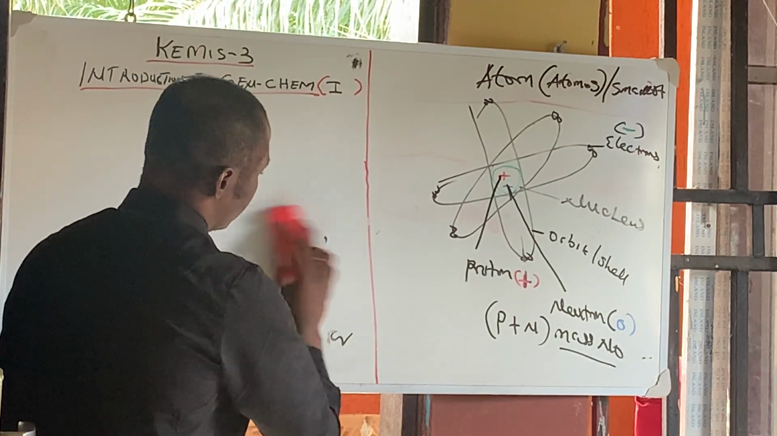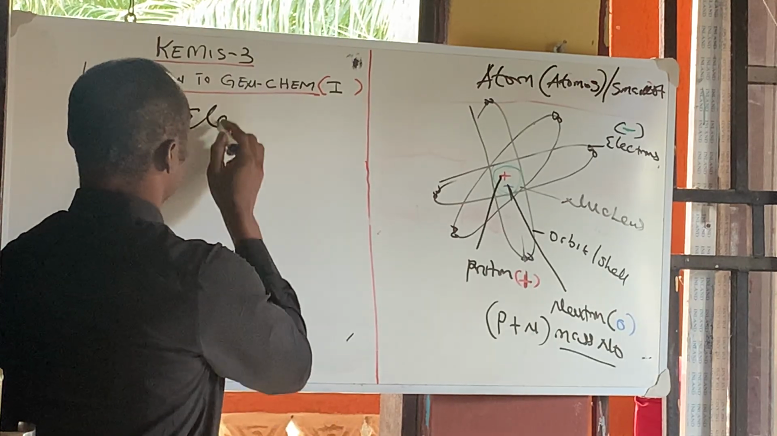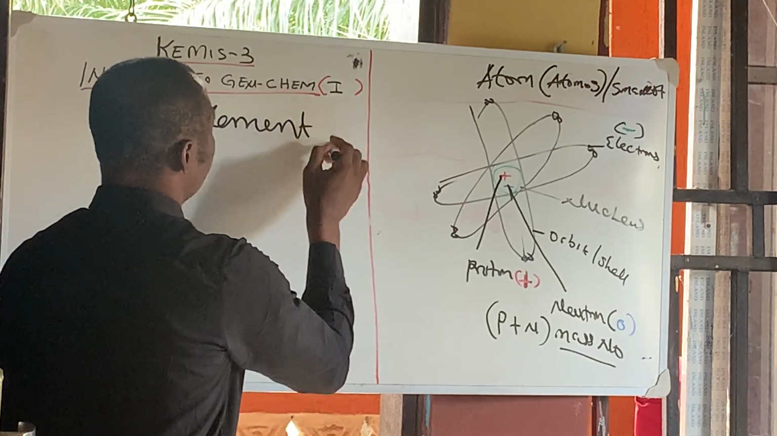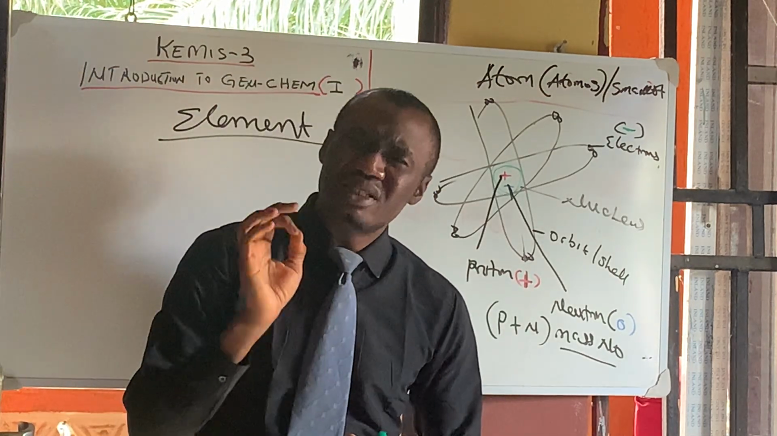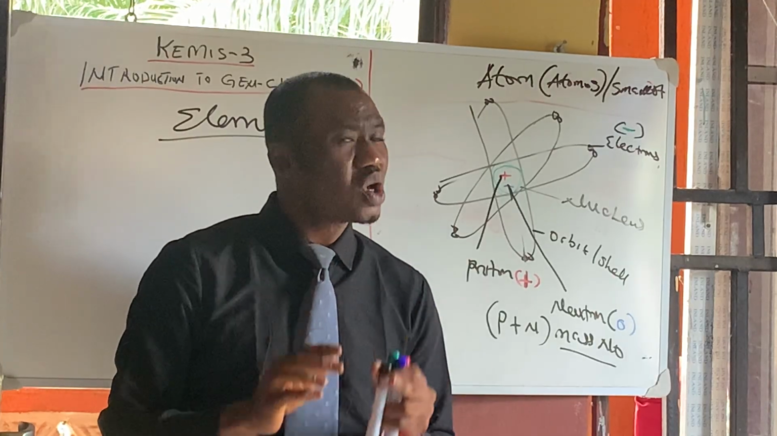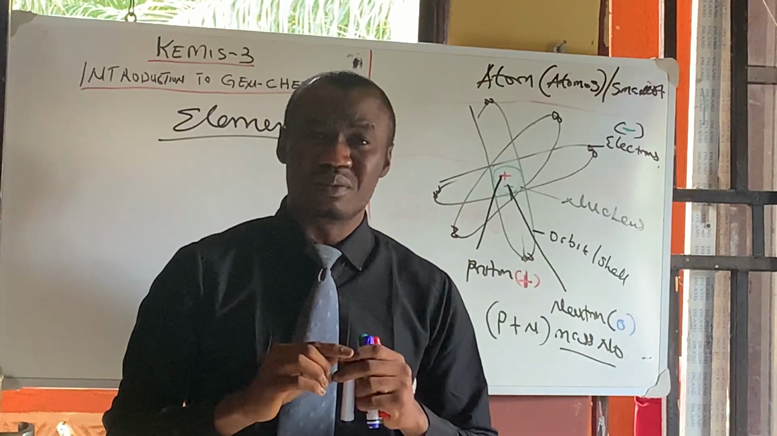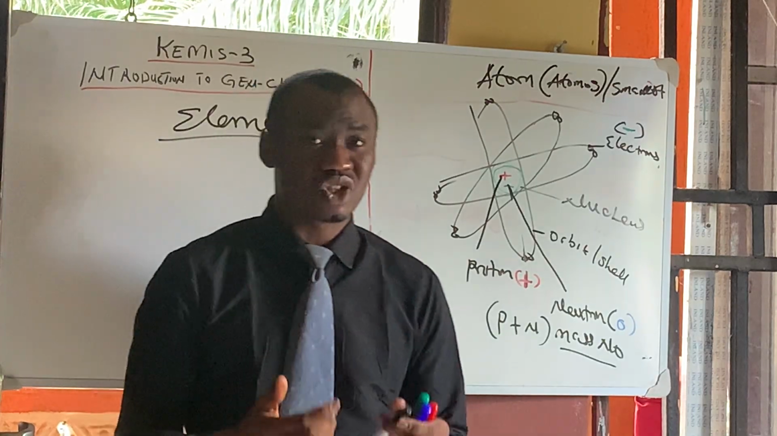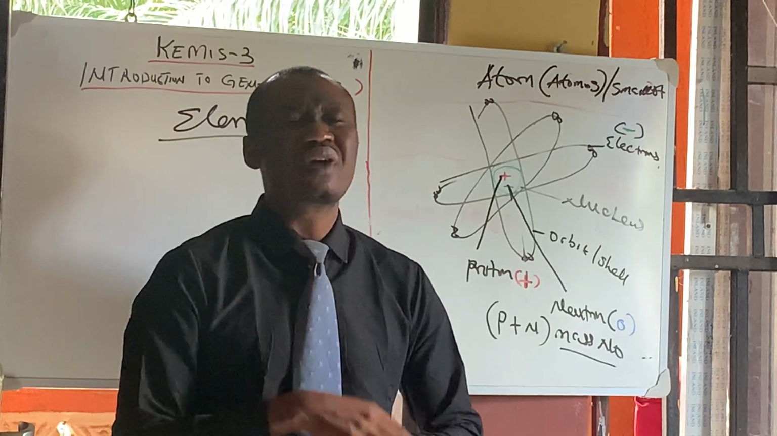Elements. So let's look at the concept of elements. What's an element? Over here, we have it. Now, if you're asked what's an element, you say simply that element is a pure substance that is made up of just one kind of atom. I take it again. Element is a pure substance that is made up of just one kind of atom. You can put a full stop there.